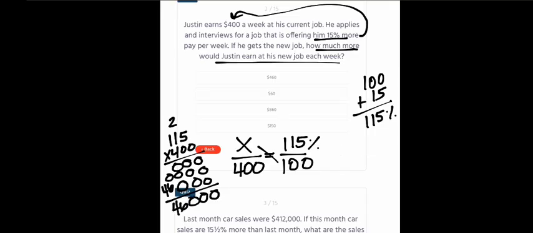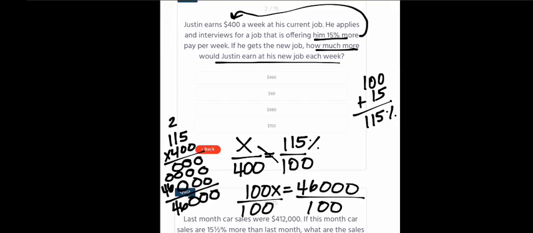That's a big number, so let me make more space for myself. There's going to be 100x equals 46,000. I'm going to divide by 100, because I want to get the x by itself, and I'm going to eliminate the zeros that they have in common in the top and the bottom. And that gives me x equals 460.